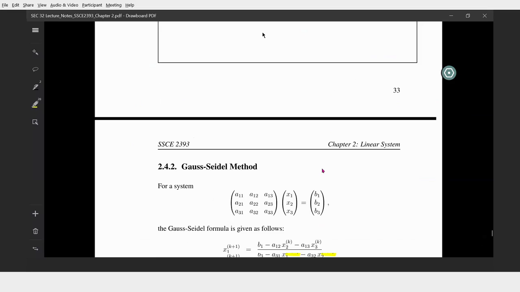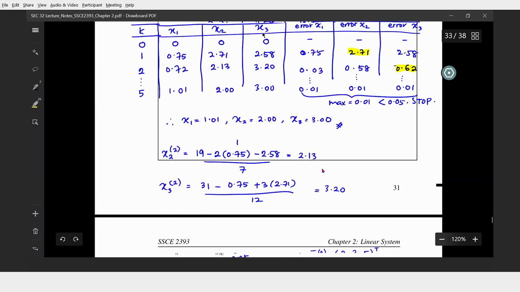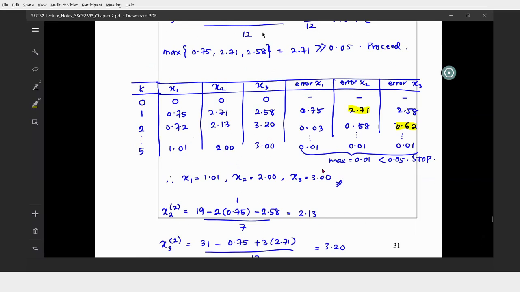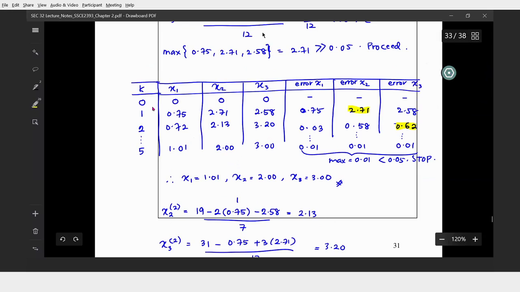I'm going to show you the difference here. Look at this one. You might want to have a different paper, but I just refer to this. So at the first place, you have the iteration initial guess 0, 0, 0.